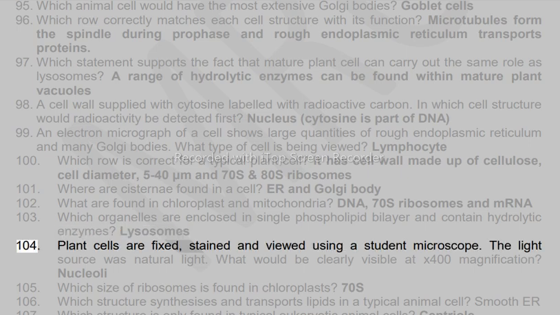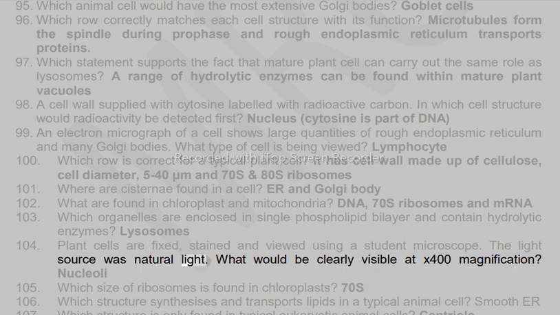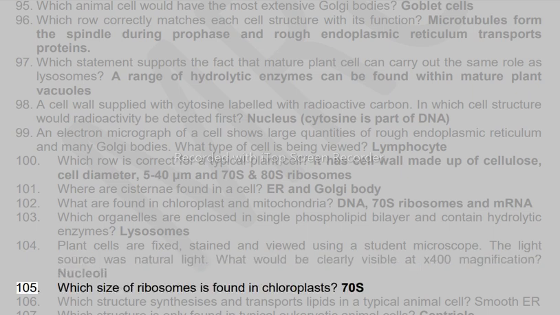Lysosomes. 104. Plant cells are fixed, stained, and viewed using a student microscope. The light source was natural light. What would be clearly visible at X400 magnification? Nucleoli.